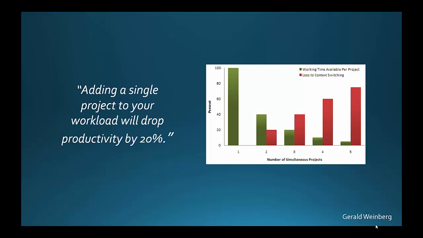Perhaps the best-known reference in software terms comes from Gerald Weinberg in his book on quality software management systems thinking. Here, he ascribes a value to the loss in productivity. "Adding a single project to your workload will drop productivity by 20%."